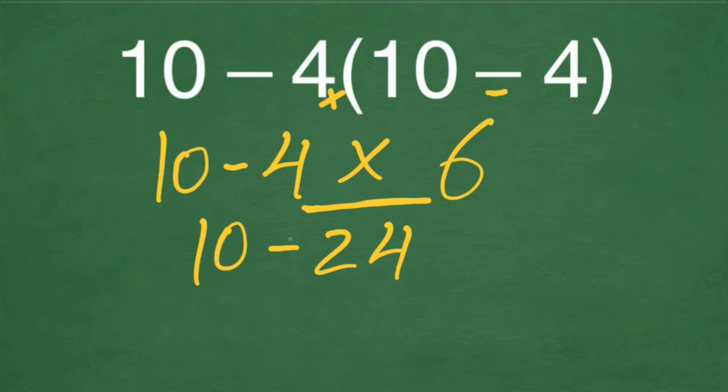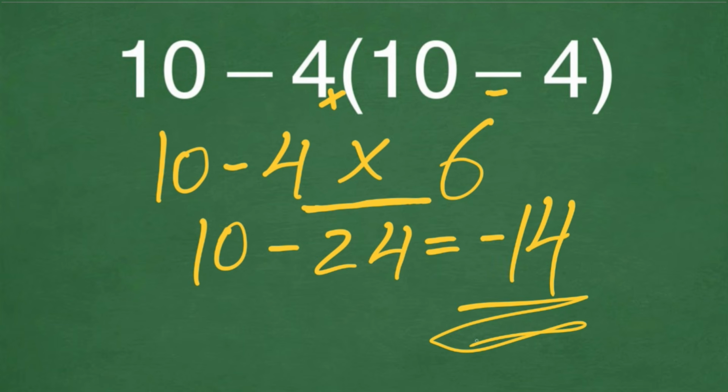And finally, we are allowed to solve the last arithmetic, which is subtraction. So 10 minus 24 is equal to negative 14. So the final answer to this question is negative 14.